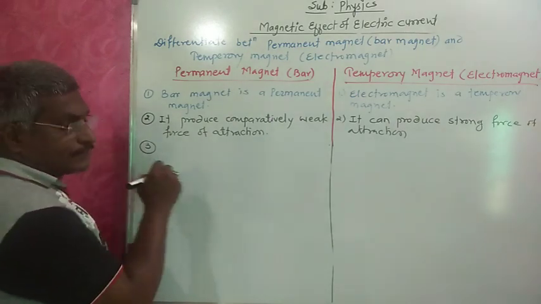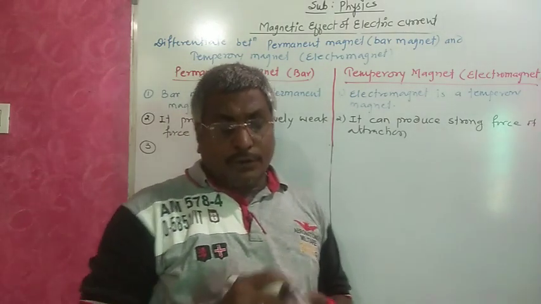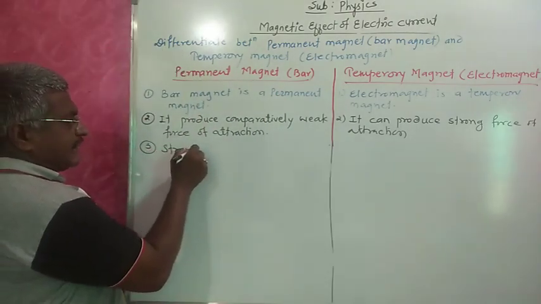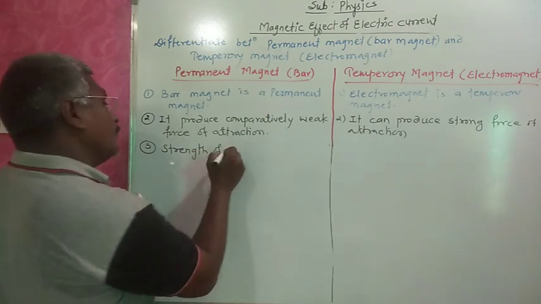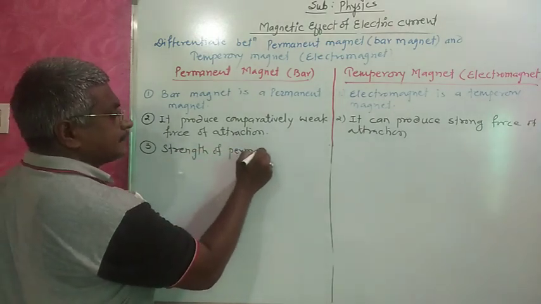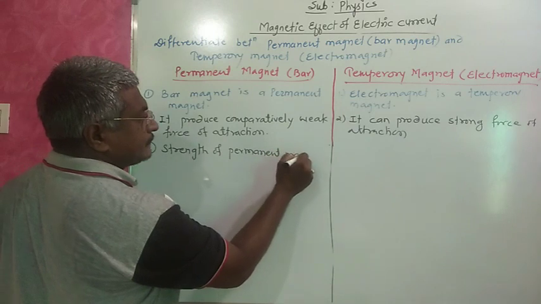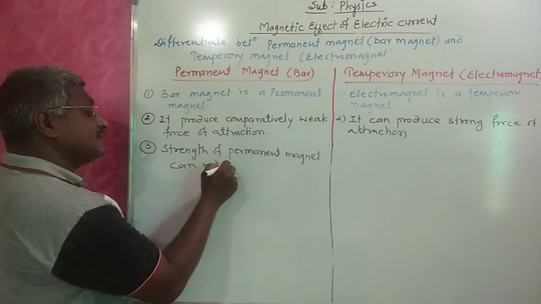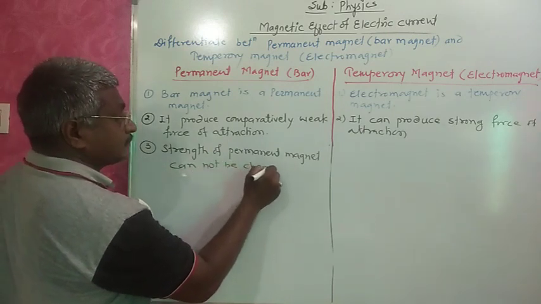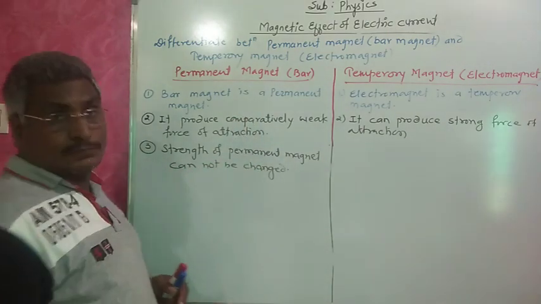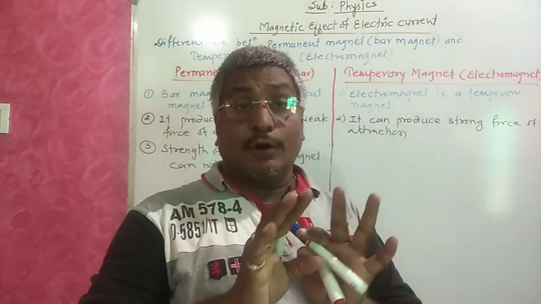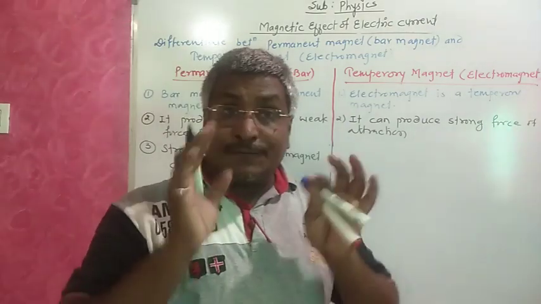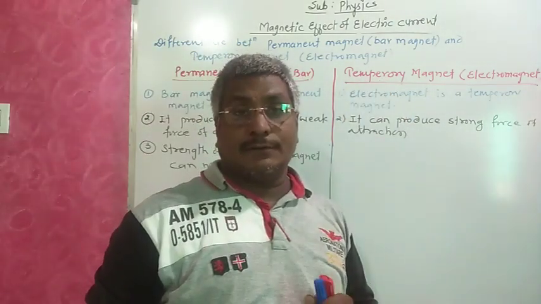Third, the strength of a permanent magnet cannot be changed. We cannot change the strength of the magnet. It is fixed, it is constant.